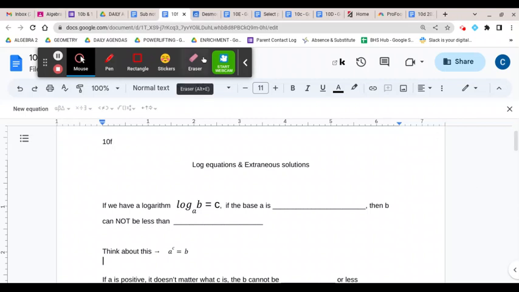All right, 10F notes here. I probably should have put these before we did 10E, but here they are. So we're going to talk about logarithmic equations that have extraneous solutions.